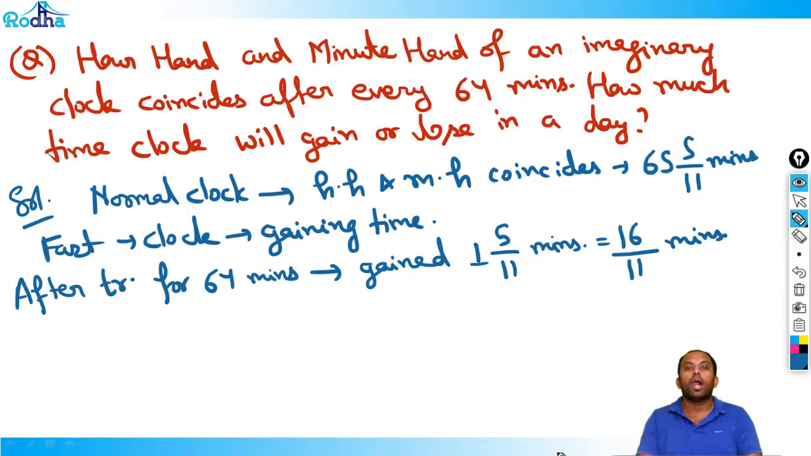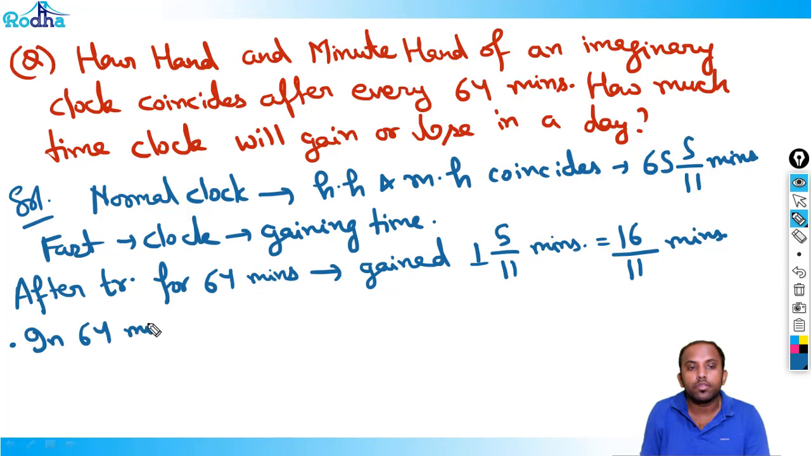This is a funda. They were supposed to meet at 65 5 by 11 minutes, but in this clock they are meeting after only 64 minutes. That means the clock has gained 16 by 11 minutes after moving 64 minutes. That's not simple, right? So in 64 minutes, they are gaining 16 by 11 minutes.